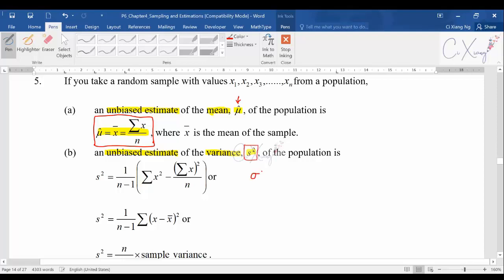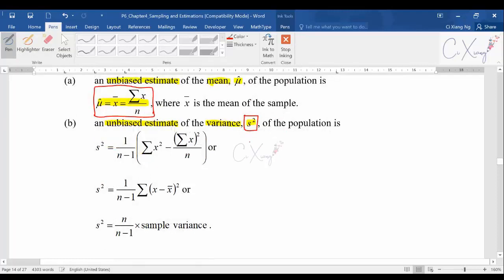All right, for some other reference books, they will use sigma square with a cap, which can also mean unbiased estimates. Just to make sure that I don't confuse you all, I will just follow what is given in the textbook in the A-level syllabus. So the S square is the unbiased estimate of the variance, which is the estimation value of the variance. Okay, all right, so let us start.